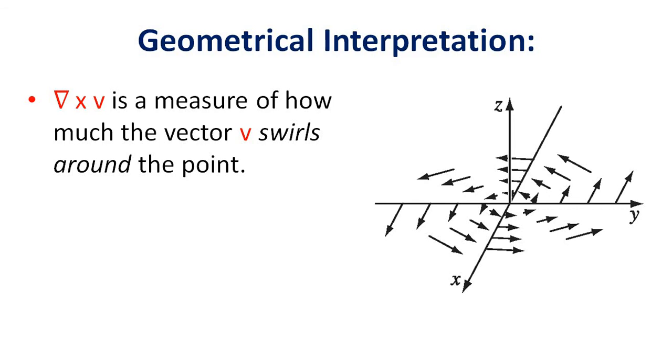Swirls around means circling around, like a whirlpool. You may have seen whirlpools in the sea or in rivers. That kind of movement is what we call swirls around. So that's it. Del cross v is a measure of how much the vector v swirls around the point.